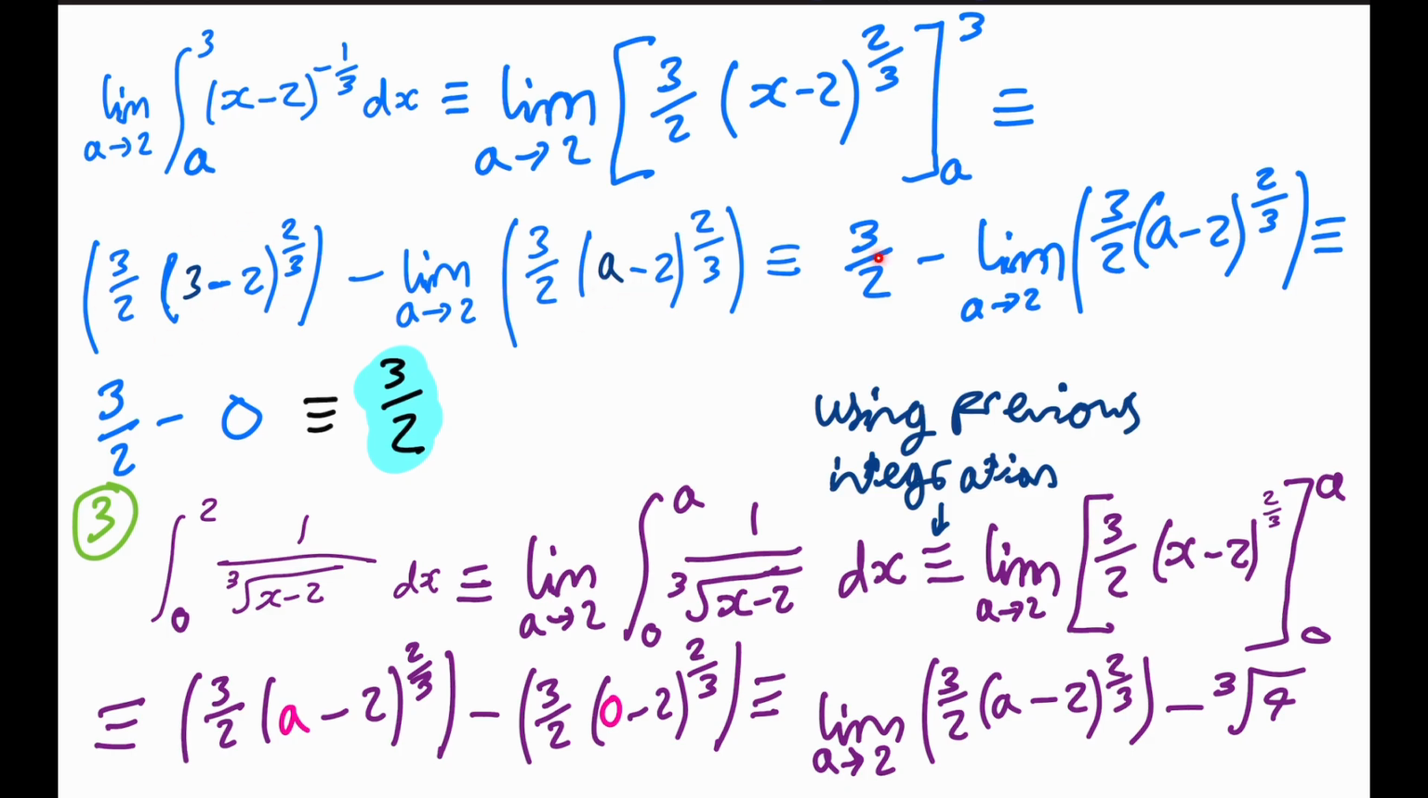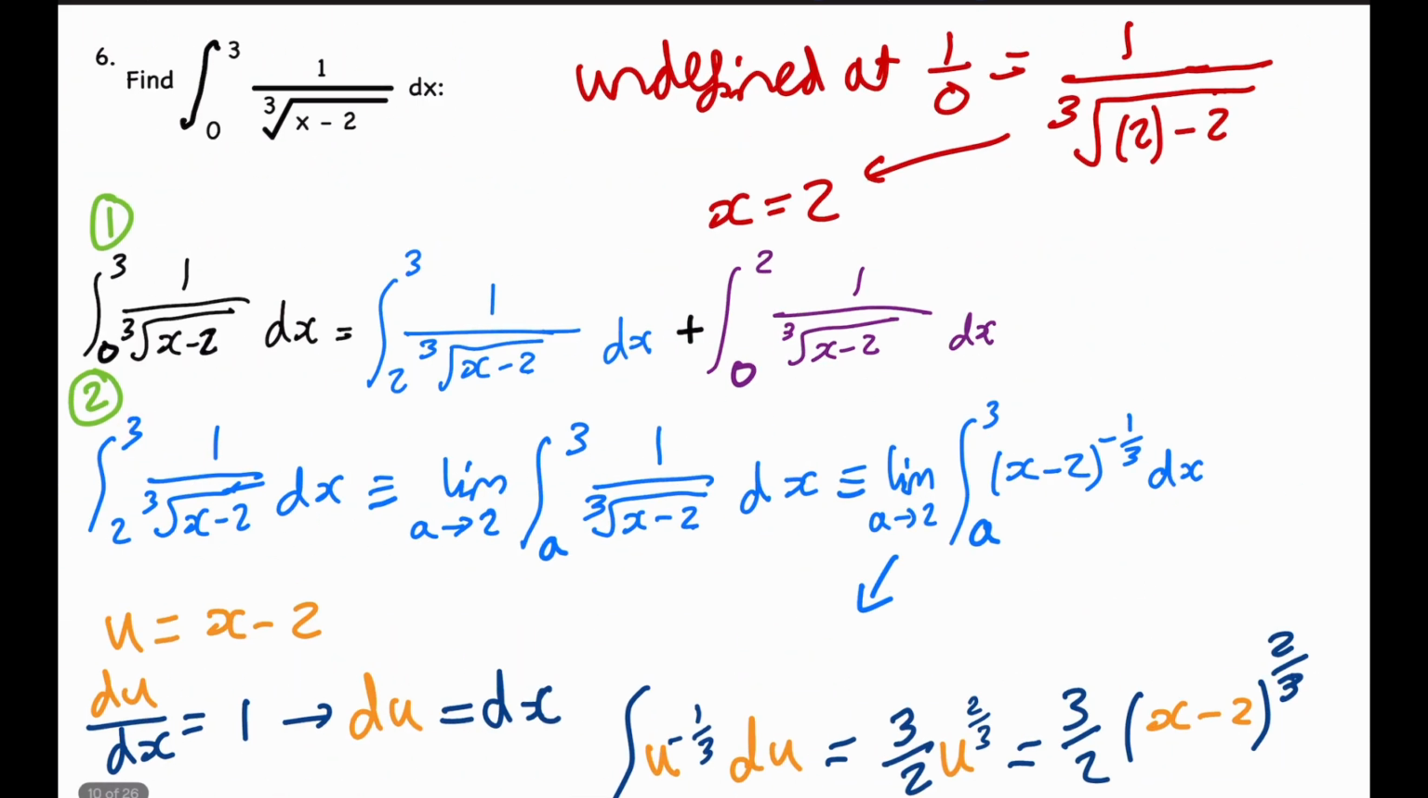So then we're going to get 3 over 2 minus the limit of a goes to 2 of this function here. And if we substitute 2 here, we're going to get 2 minus 2, which is 0. And 0 to the power of anything is just going to be 0. Multiply another thing, it's just going to be 0. So we're going to be left with 3 over 2 minus 0, which is just 3 over 2, for the integration between 3 and 2 of this function.